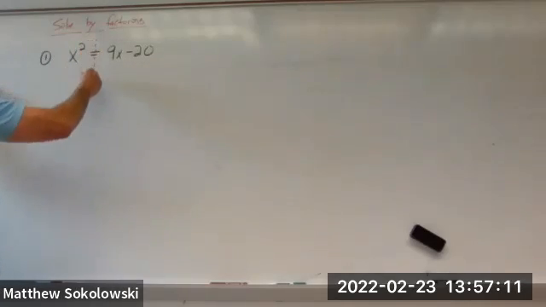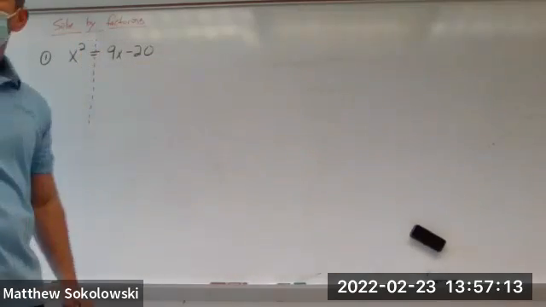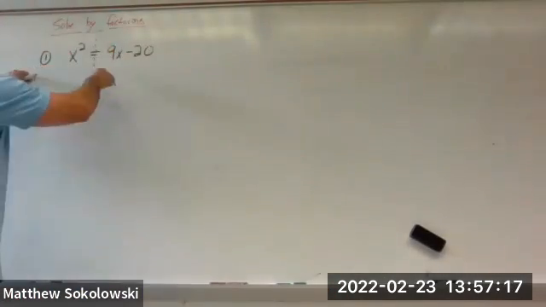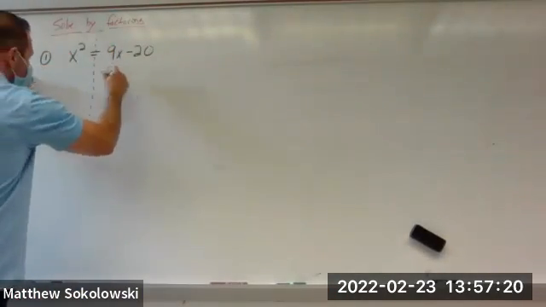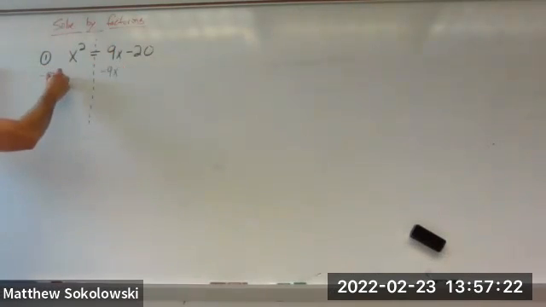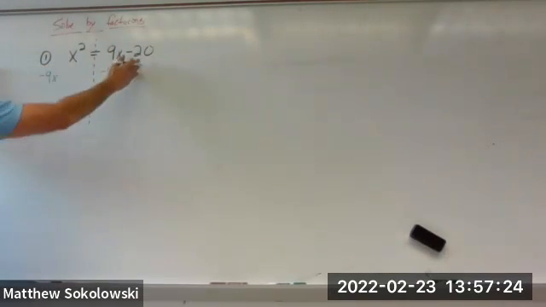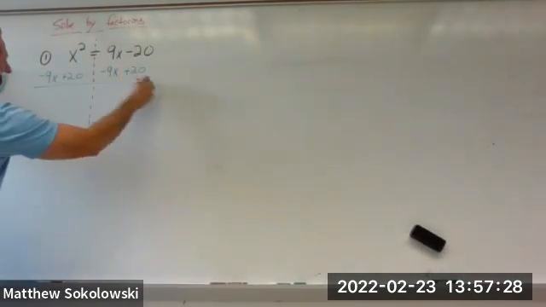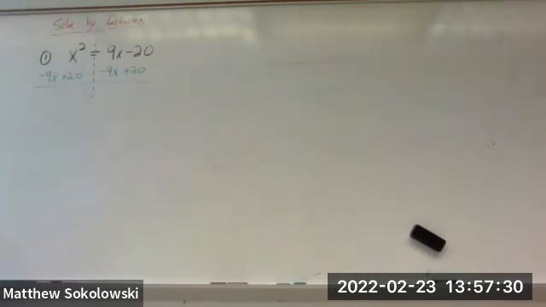How do you move things from one side of the equation to the other? You said it already. Add or subtract. So we've got a positive 9x, subtract 9x. Do it on one side, do it on the other side. We're subtracting 20, so add 20. Do it on one side, do it on the other side of the equal sign.